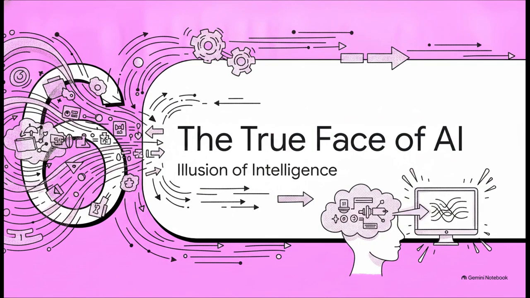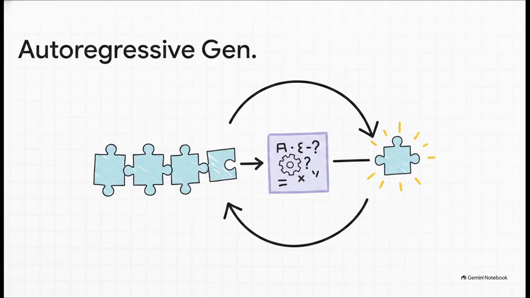And that leads us perfectly into Section 6, the true face of AI, the illusion of intelligence. You've probably noticed that ChatGPT types its answers out word by word, almost as if it's thinking in real time. Well, that's not just for dramatic effect. It's a direct reflection of how the hardware works. It's called autoregressive token generation.